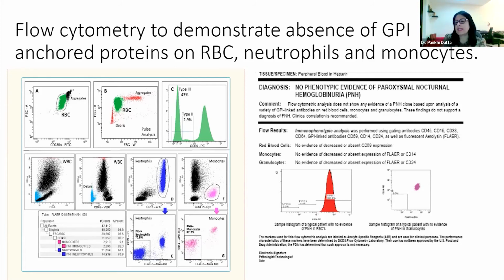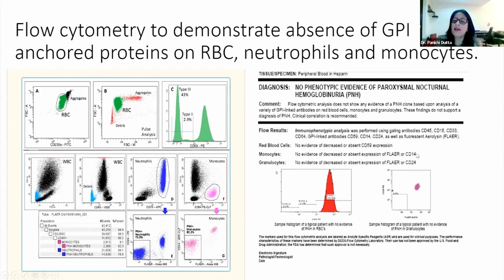And this is just an example from a guideline as to how to write out a report. So in the RBCs, we look for CD55 and CD59. Here, I think only CD59, because CD59 controls the complement activity. In its absence, hemolysis is caused. But why the thrombosis or the bone marrow failure occurs, and how it's connected to the GPI anchor, we still do not know.